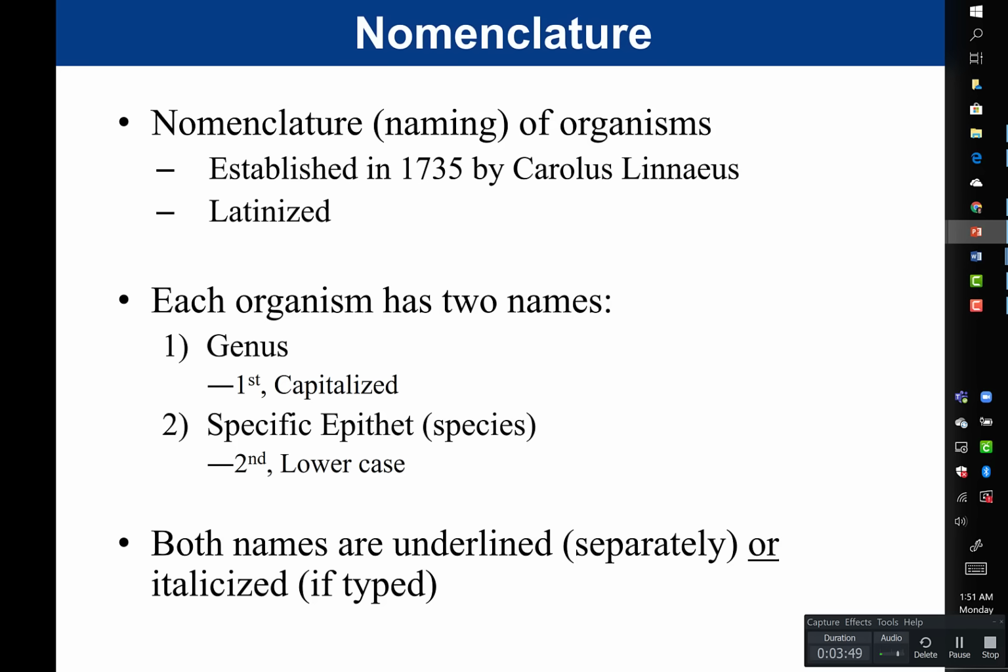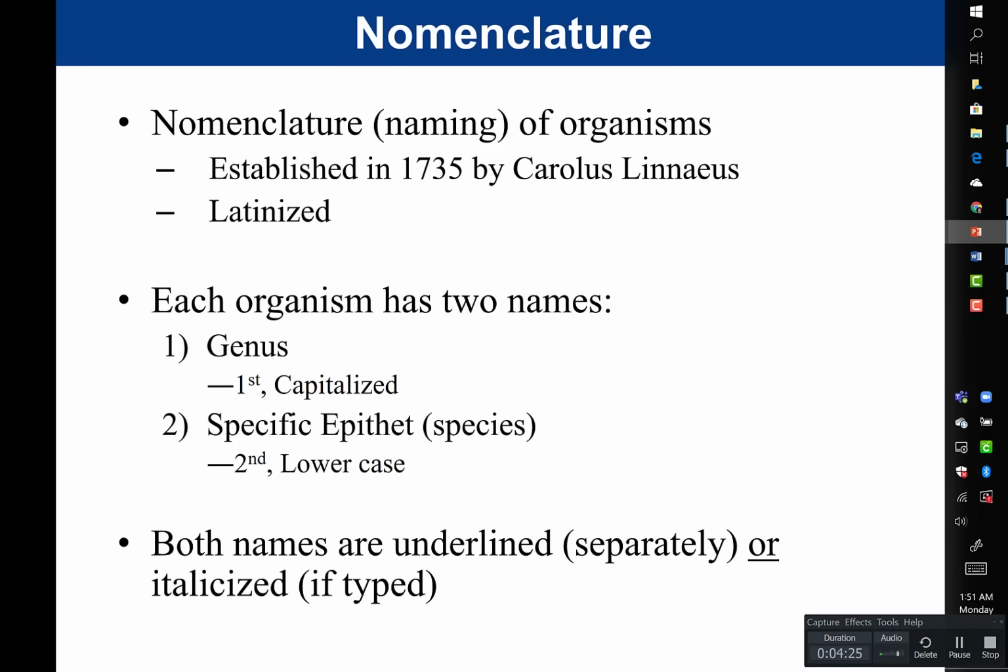So when we look at how organisms are named, they have what's called a binomial nomenclature. Binomial means two names. The first of the two names is going to be the genus. You need to capitalize the genus. The second of the two names is going to be the specific epithet or the species. When we write this, this is going to be lowercase. So genus is capitalized, species is lowercase.